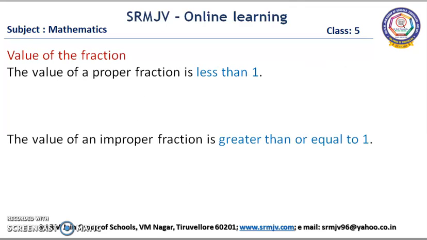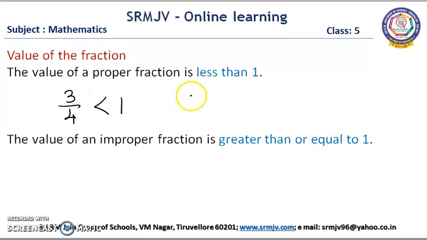Now, see the value of the fractions. First one, the value of the proper fraction is less than 1. Proper fraction means the numerator should be less than the denominator. Let us see one example. 3 by 4. 3 by 4 is a proper fraction. The numerator is less than the denominator. The value of the fraction is less than 1.